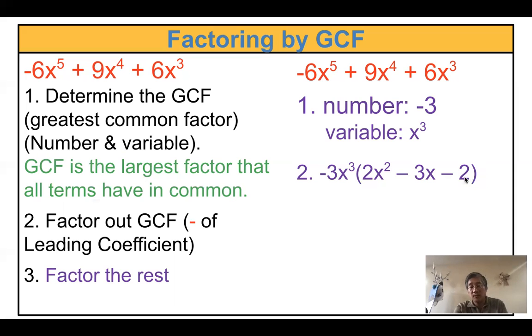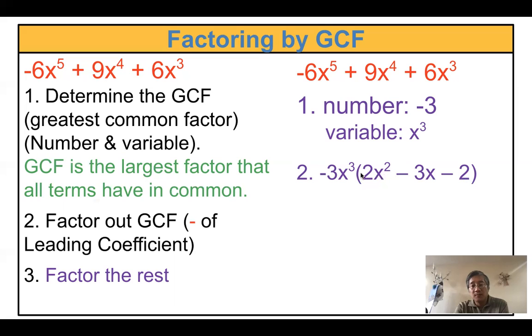2 times 1 is 2. Make sense? So x to the 0 degree here. So this is 1, this is x to the 0 degree. 0 degree, first degree, second degree, right? So 2x squared minus 3x minus 2.